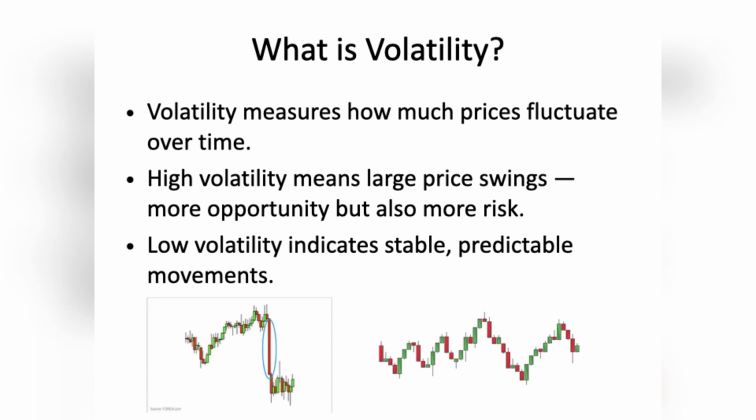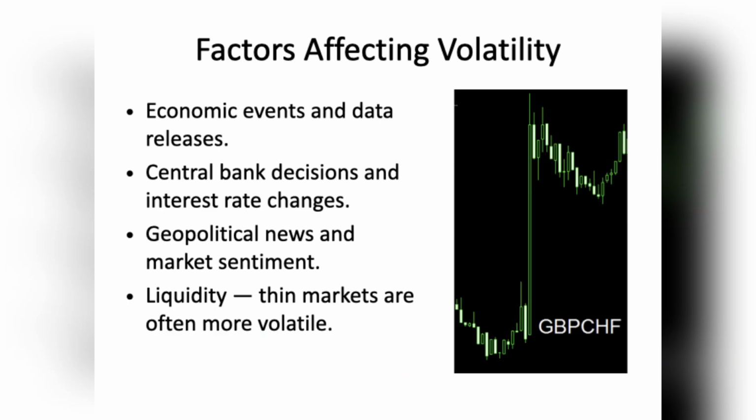So, what causes volatility? Economic announcements, central bank decisions, and geopolitical events are common triggers. For example, when inflation data or interest rate changes are released, traders react quickly, causing sharp price swings. Even market sentiment or thin liquidity can increase volatility. In practice, you'll often see volatility spike during major news events.